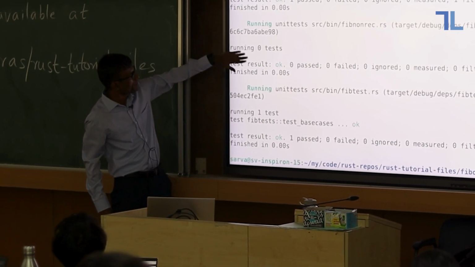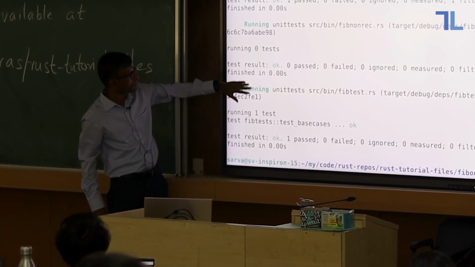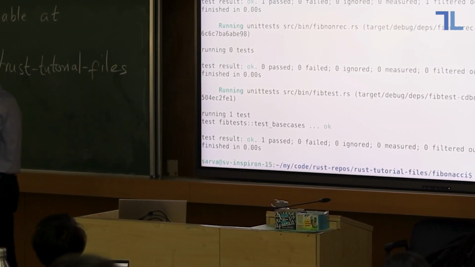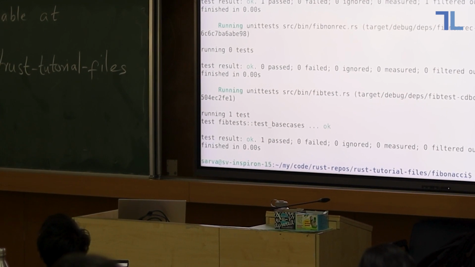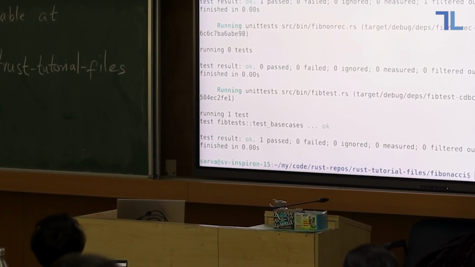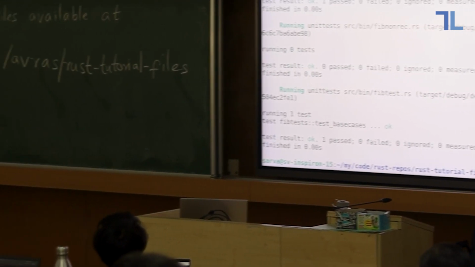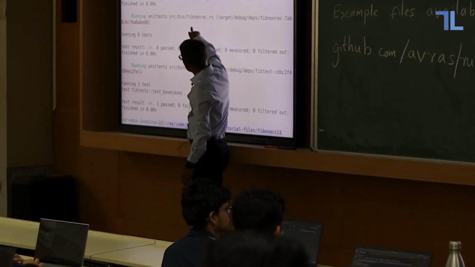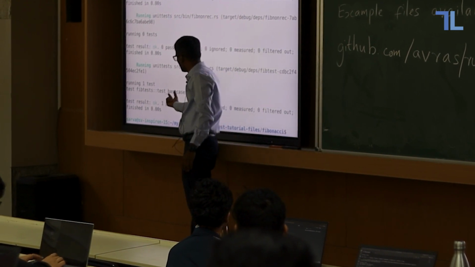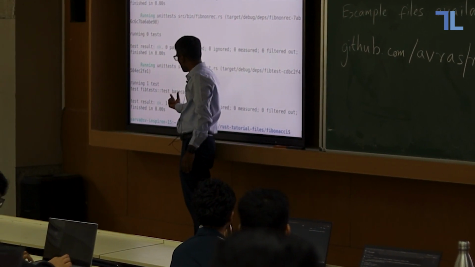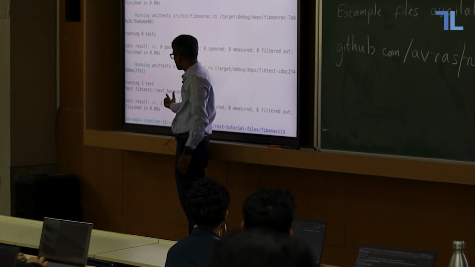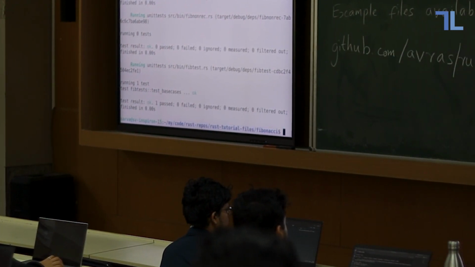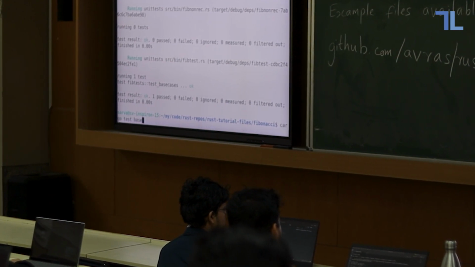It says running zero tests, but finally running one test. So the Rust compiler, or cargo, tries to find tests in many places. The unit test in fib test is being run, but I have other files in this Fibonacci directory. When I passed cargo test and base, it was looking for the string base in the name of the test, and only this test has that string. So it filtered out that particular test and ran it. If I remove that base, it will run many more tests.